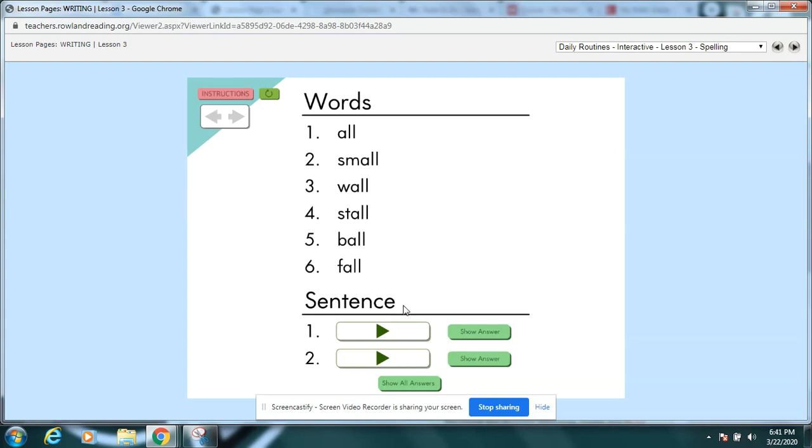Okay, let's get ready to write a sentence. Don't forget what it needs at the beginning and the end. We all play ball. Only four words. Pause your video. Did you remember to begin with the uppercase W? Do you have a period at the end? I hope so. Let's try another one.